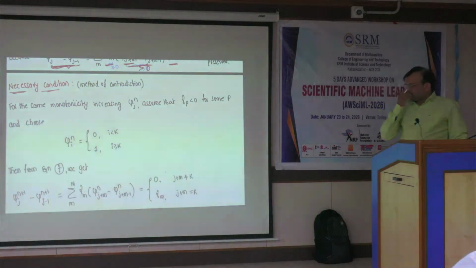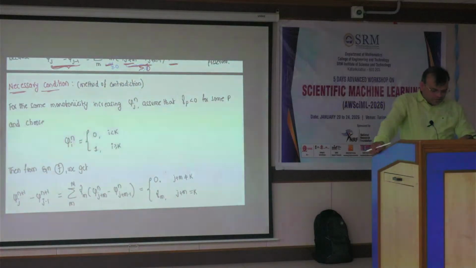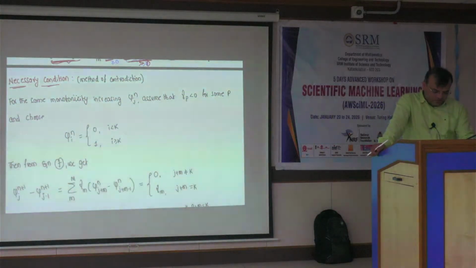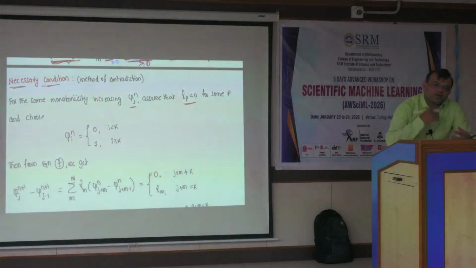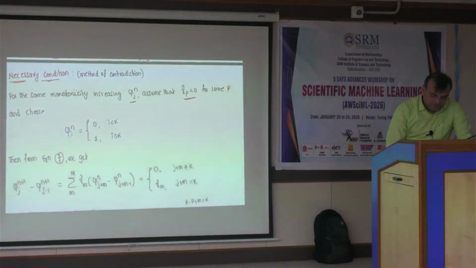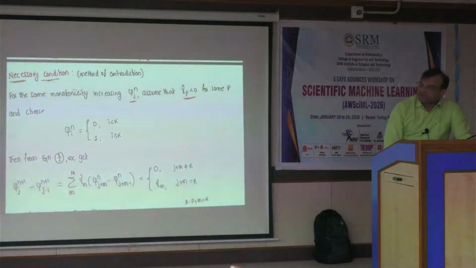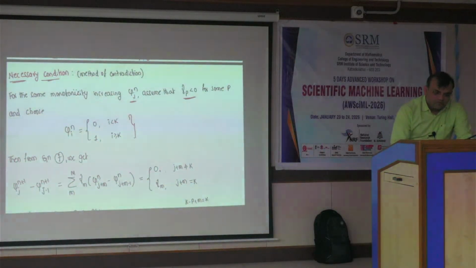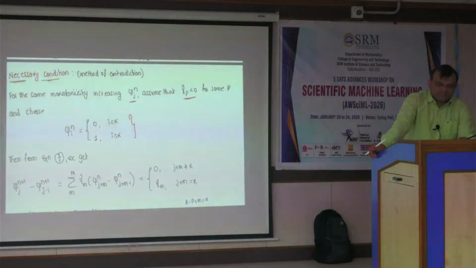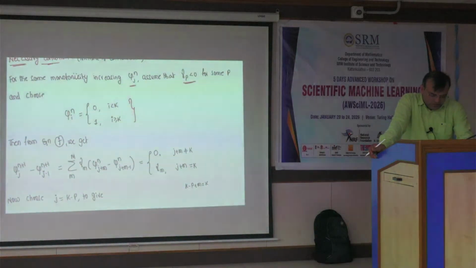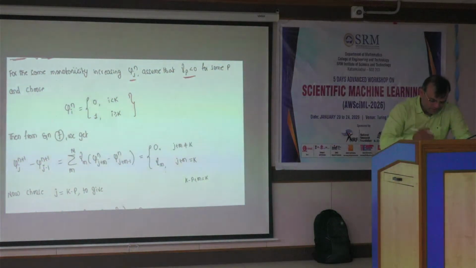So what is the necessary condition? We are going by the method of contradiction here. For the same monotonicity increasing function psi j n, let us assume that all the coefficients are negative. This is the method of contradiction. So if we choose all the coefficients negative, for the specific choice of this psi, can the scheme come up with a positive value? This is the question for us.